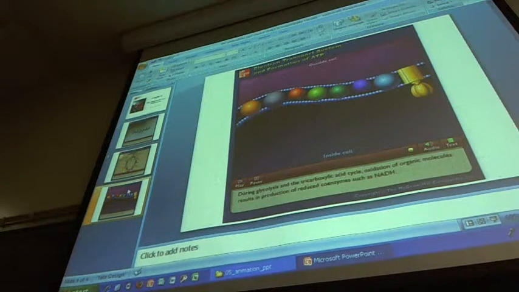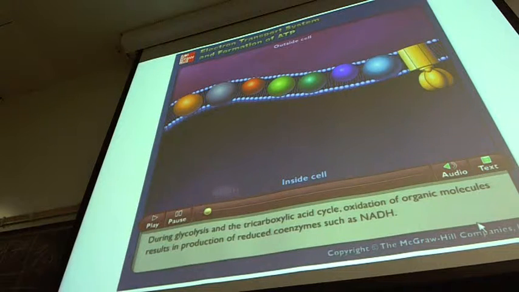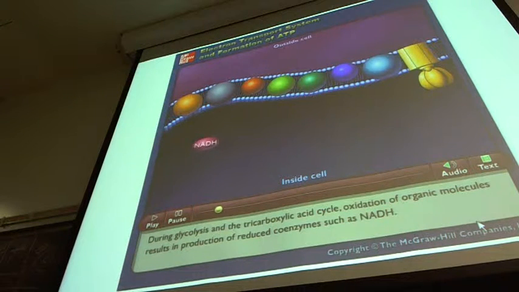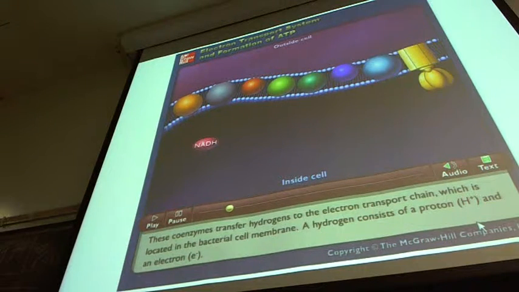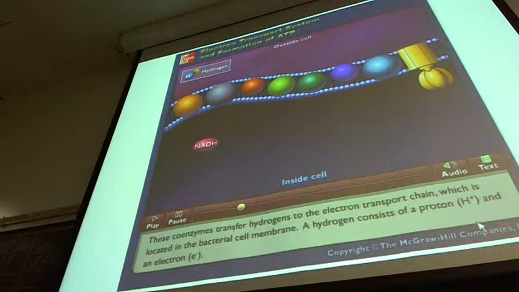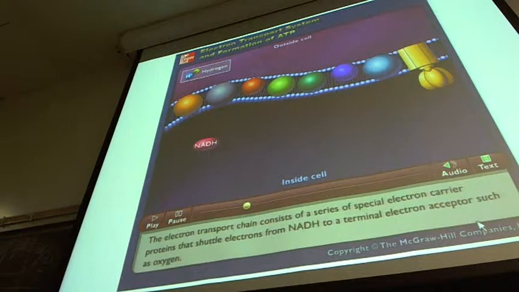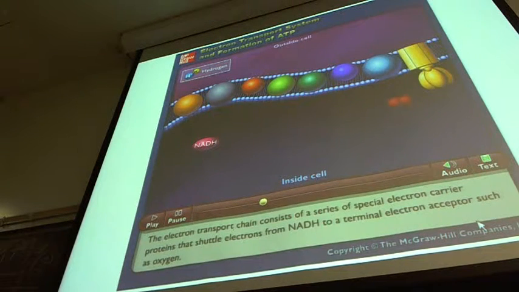Now this is the electron transport system. This is where your NADH and FADH go from the Krebs cycle. During glycolysis and the tricarboxylic acid cycle, oxidation of organic molecules results in production of reduced coenzymes such as NADH. These coenzymes transfer hydrogens to the electron transport chain, which is located in the bacterial cell membrane. A hydrogen consists of a proton and an electron. The electron transport chain consists of a series of special electron carrier proteins that shuttle electrons from NADH to a terminal electron acceptor, such as oxygen.